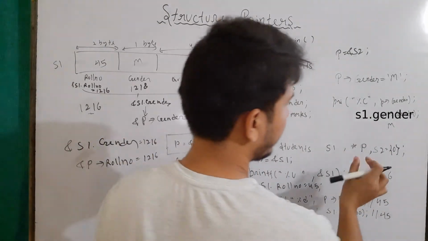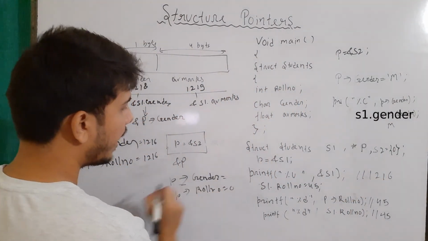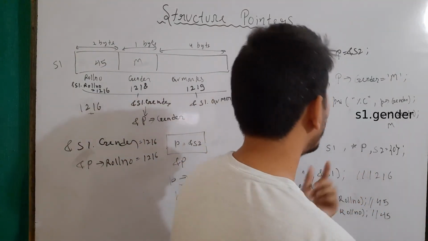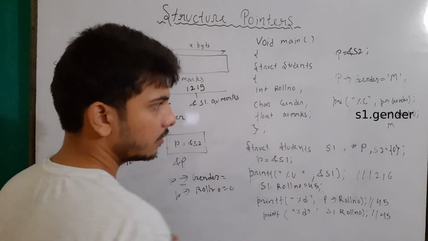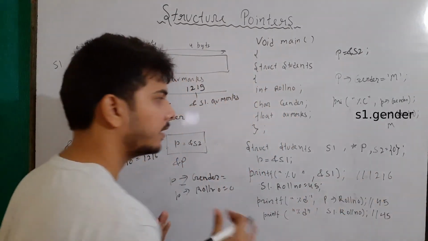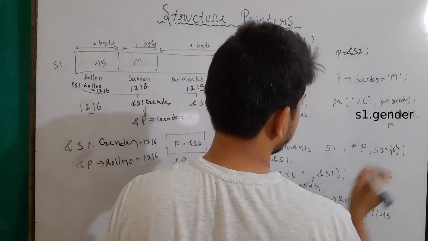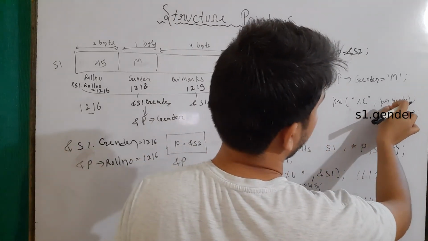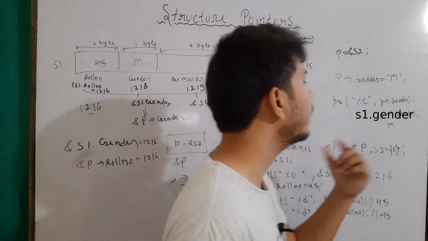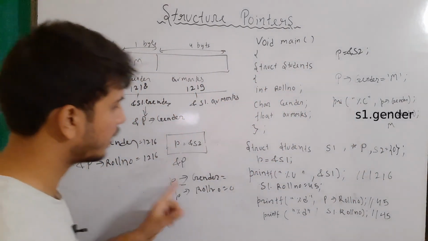Remember that whenever we are using a structure pointer variable, we have to use the arrow operator. Another thing is that our pointer variable can point to any other structure variable. It can point to S1, it can also point to S2, and any other structure variable. For that particular variable, when we get the data like p arrow gender, the data will be shown according to the variable it points to. So this is a very easy concept, just remember the arrow operator.